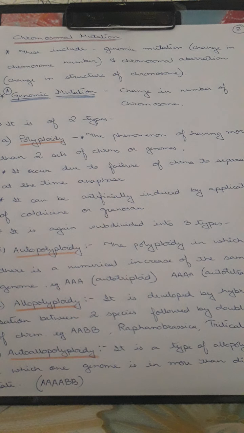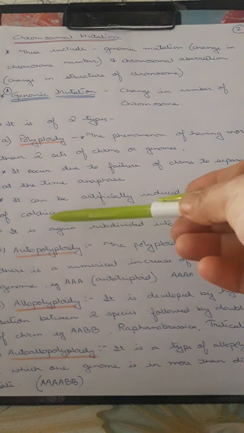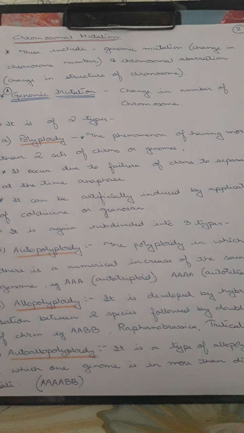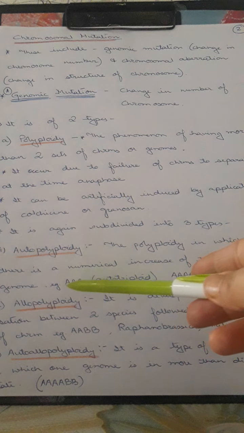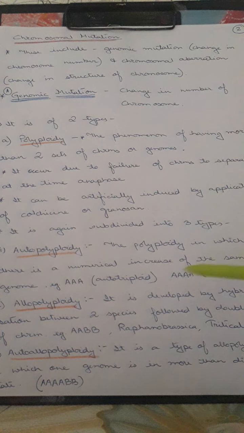Artificially, we can also induce polyploidy by application of colchicine and granosan. These are chemicals with the help of which we can double the chromosome number. Polyploidy is divided into three types: autopolyploidy, allopolyploidy and autoallopolyploidy. If the increase in chromosome number takes place in the same genome, it is known as autopolyploidy. See here AAA, the same genome is added; AAAA, four A's, the same genome added. This type of polyploidy is known as autopolyploidy.